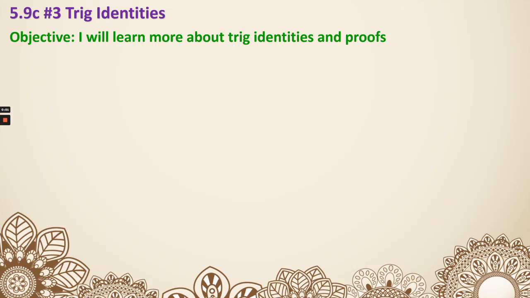Hi students, this is Mr. Yang. Today we are going to talk about 5.9c, where we will learn even more about trig identities and how to do proofs with them. Today's lesson will be a bit more complicated since we're also going to have factoring and distribution with these trig identities. So please try to follow along.